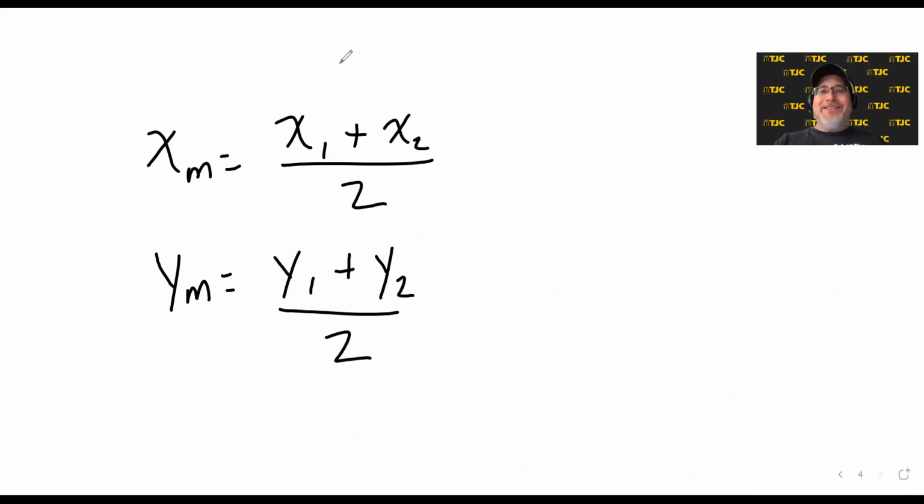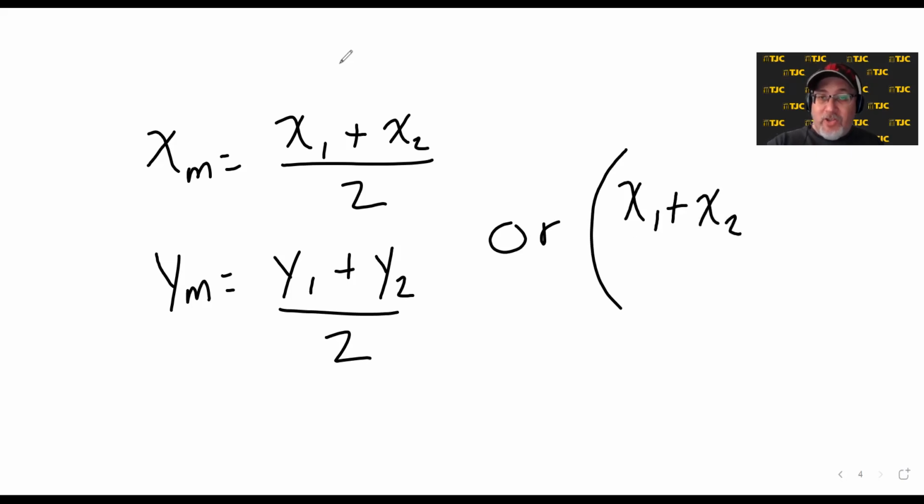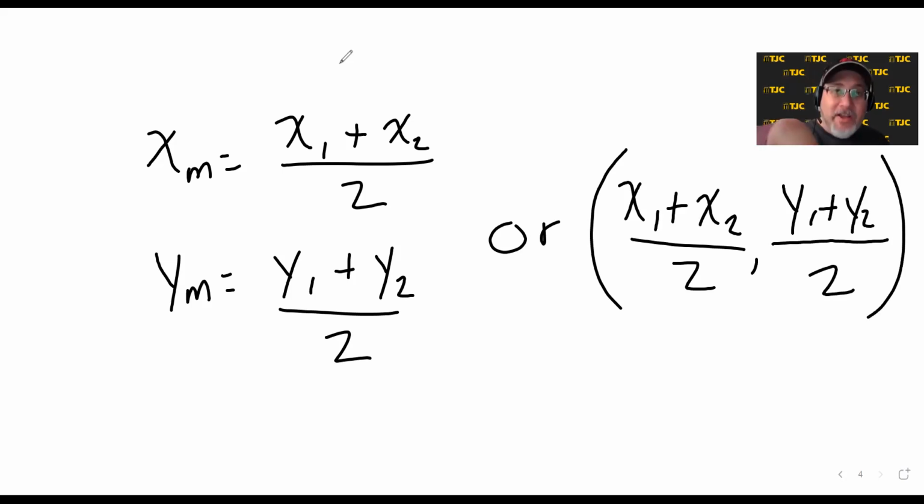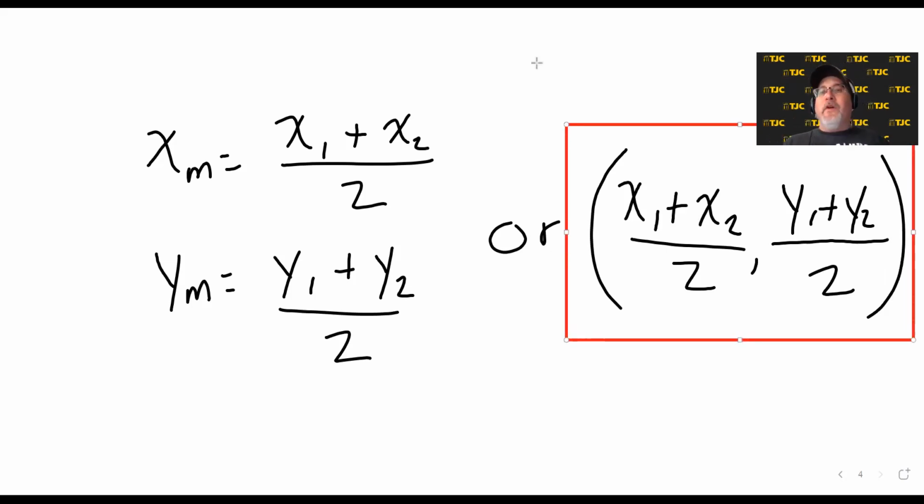Now, we can box these together as 2 individual formulas, or we could just write the following ordered pair formula. The x coordinate of the ordered pair is x1 plus x2, the sum divided by 2. And the y coordinate is y1 plus y2 divided by 2. And that is the formula that you will see in most books for the midpoint of 2 generic points, x1 comma y1, x2 comma y2.